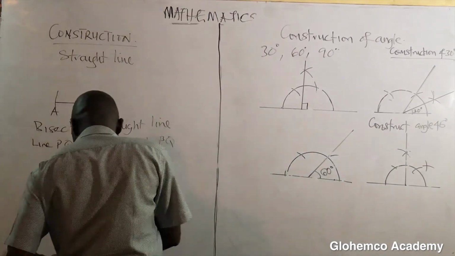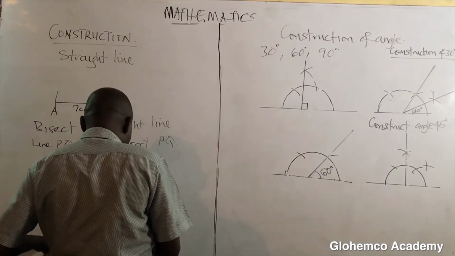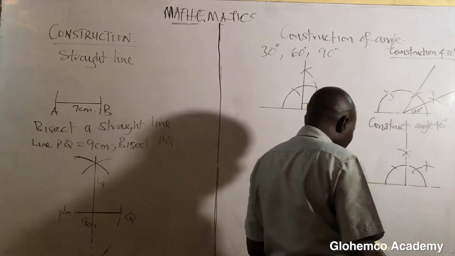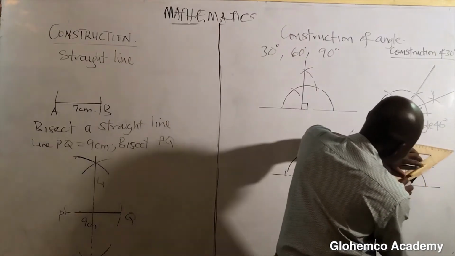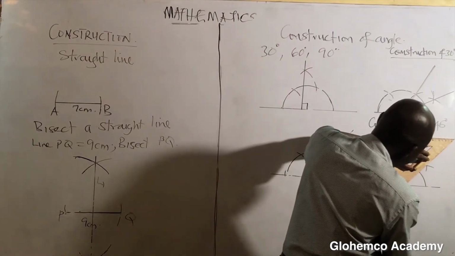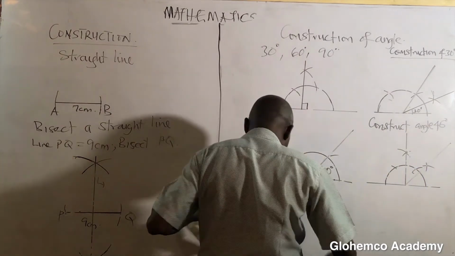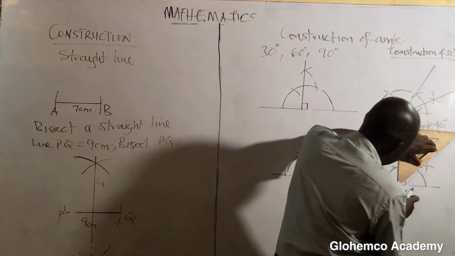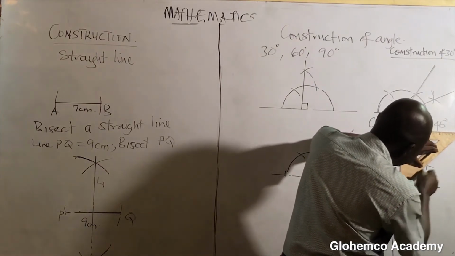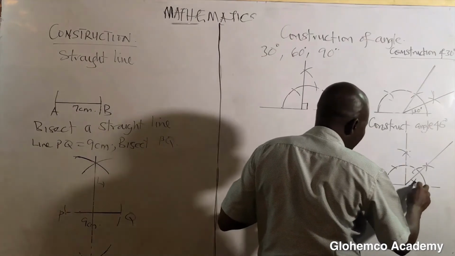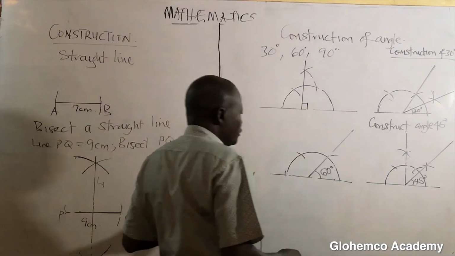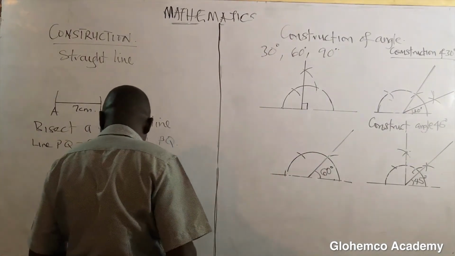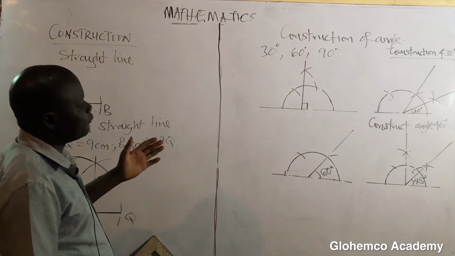Then where the two met, we have to draw a what? You have to draw a straight line this way, joining that arc that you have made. So this angle now is 45 degrees. This angle is 45 degrees, and that is how to construct angle 45 at any time you are asked to construct 45.